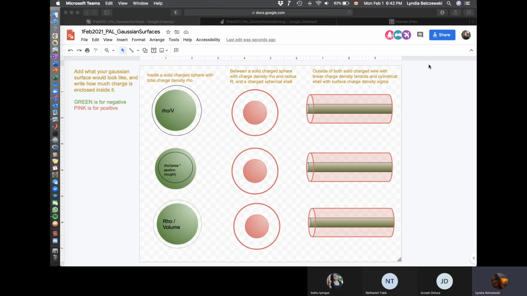And just to clarify, I want you to let me know when you're ready to continue once you've done just the first system, the solid charged sphere, so we can talk about it and any mistakes you can fix for the next one. So let me know when you're ready to continue, once you're done just with the charged sphere.